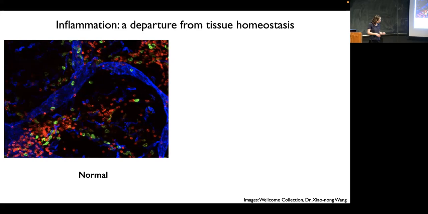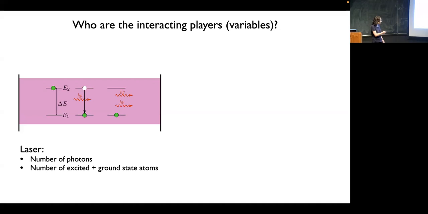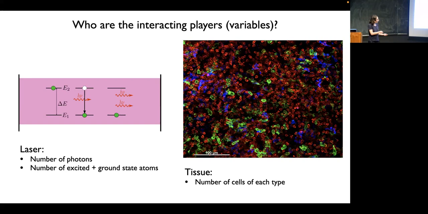So this is what normal skin tissue looks like. And this is what inflamed tissue looks like. So you will notice that the cell numbers have changed. As in our laser system, the way that we keep track of this is to keep track of how many photons there are and how many of these atoms are in their excited versus their ground states. And this characterizes the state of this system. For our tissue, what we're going to want to do is keep track of the number of cells of each type.